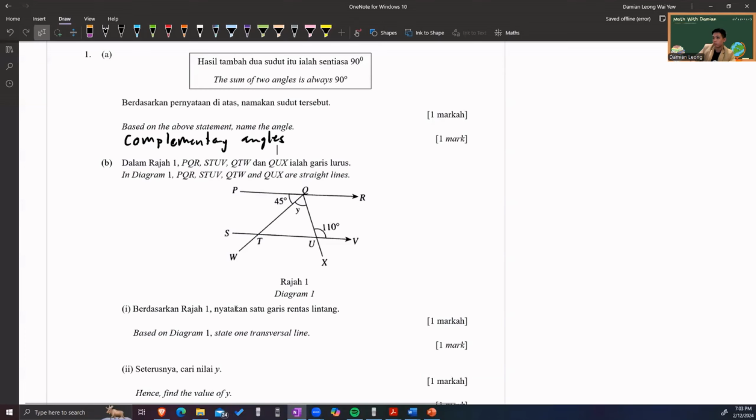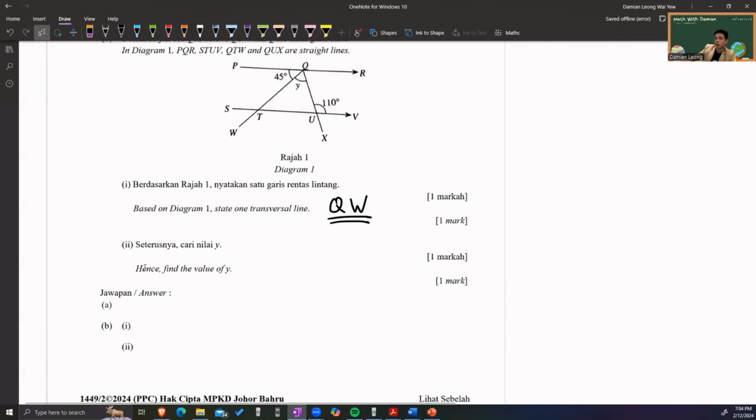Then for part B, based on the diagram, we have all these straight lines. We want to state one transversal line. A transversal line is a line that cuts through two or more lines. Usually we look at the line that cuts through two or more parallel lines. So I can use WQ, I can use QX also. Technically SV is also a transversal, but usually we wouldn't use that. So let's say I use QW. QX also is fine.